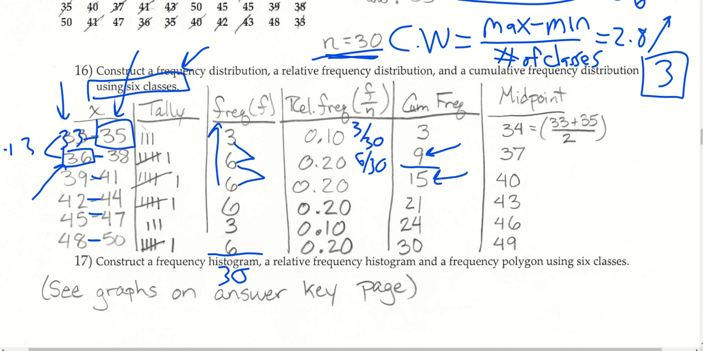And then you just kind of keep repeating this. For the fourth class, you need to add the 6 from that class, plus all of the ones before it. 6 plus 6 plus 6 plus 3 would give us 21.